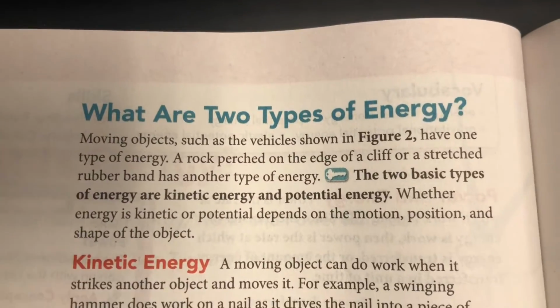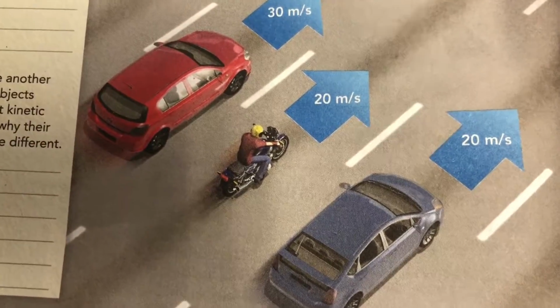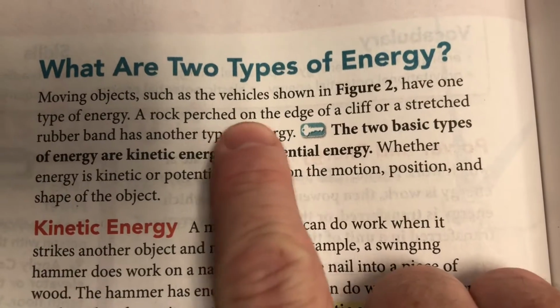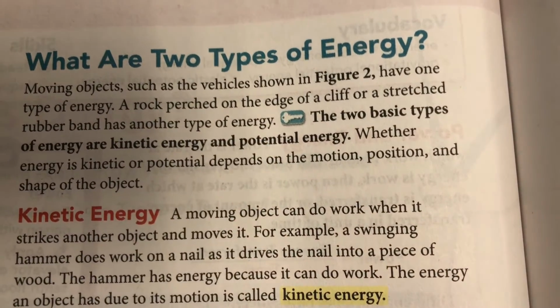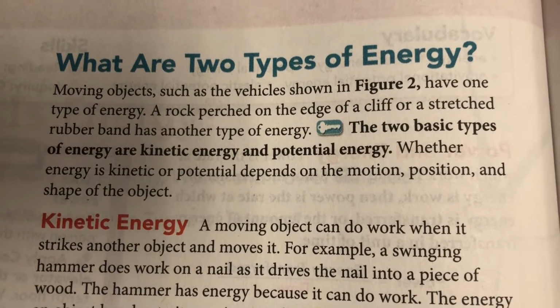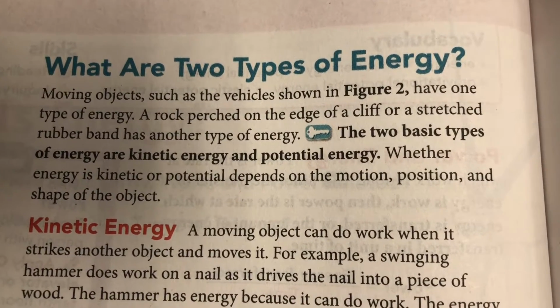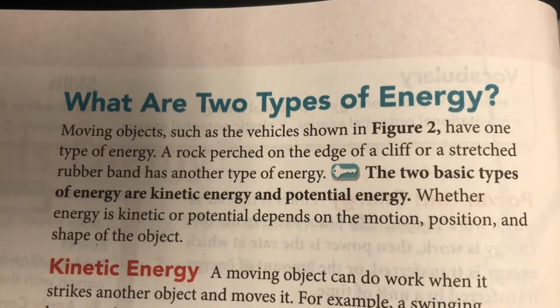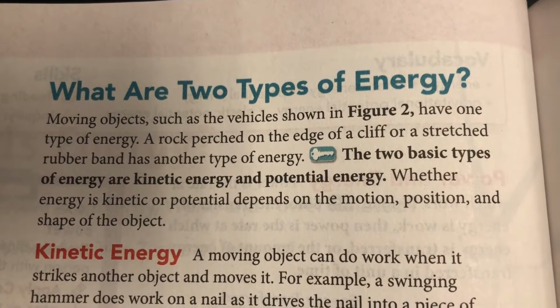What are the two types of energy? Moving objects, such as vehicles shown in Figure 2. Here we have two cars and a motorcycle. A rock perched on the edge of a cliff or a stretched rubber band has another type of energy. There are two types of energy, kinetic energy and potential energy. Whether energy is kinetic or potential depends on the motion, position, and shape of the object. A good rule of thumb for everyone is this: kinetic energy is energy of movement, potential energy is energy of rest.